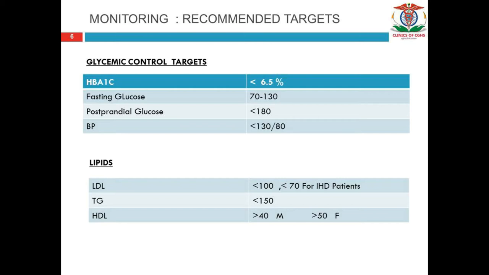The LDL should be less than 100, and we know in IHD patients less than 70. The HDL should be more than 40. And the triglyceride should be less than 150.